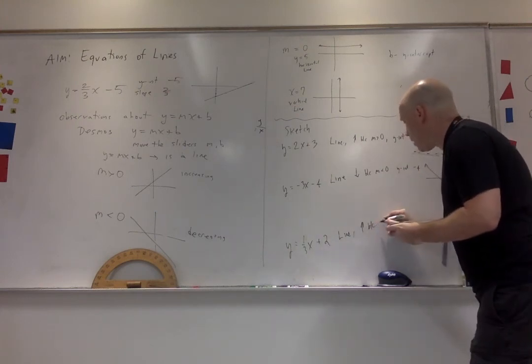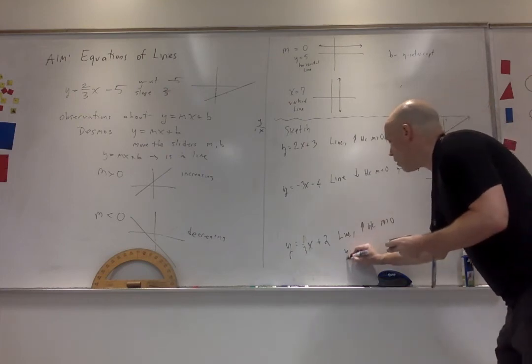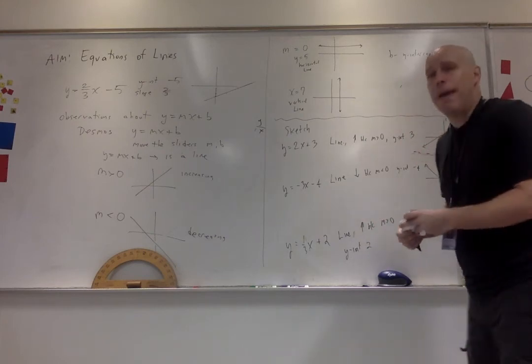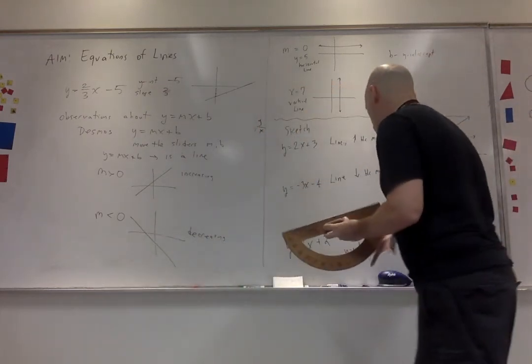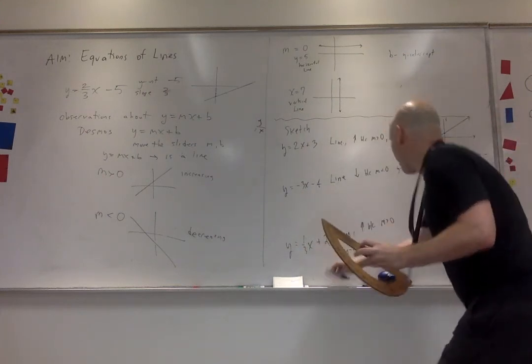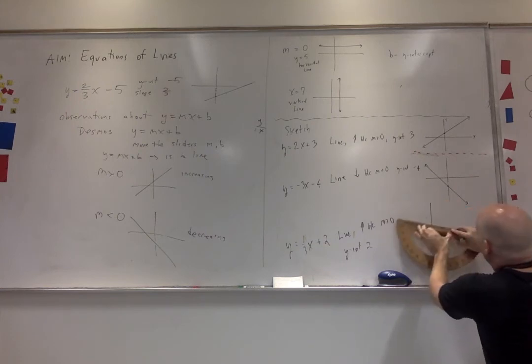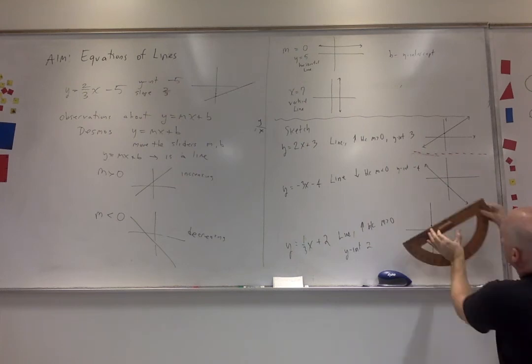Once again, because the slope is positive, it's increasing, and the y-intercept is positive 2, so I'm ready to make my sketch. Here's my sketch. We know that the y-intercept is at 2, and we know it's increasing.